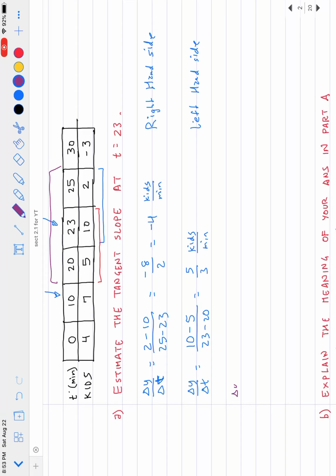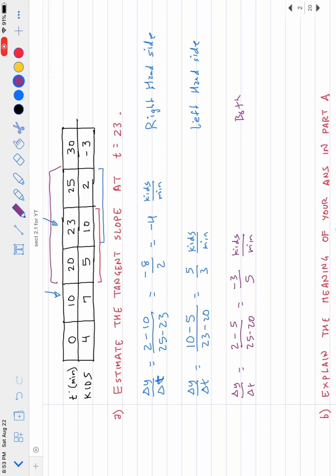So this last one is going to be a combination of both, right? This is going to be looking from 23 to 20 because 23 is in the middle. So I can also say 2 minus 5 divided by 25 minus 20, and that's going to give me negative 3 divided by 5. And that's going to be in terms of kids per minute as well. Okay, so all of these 3 answers are acceptable.